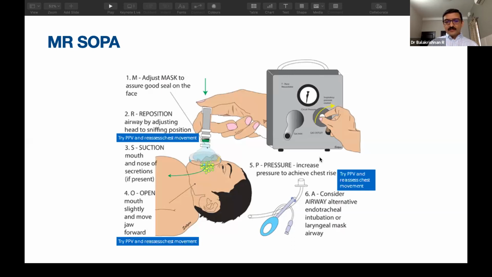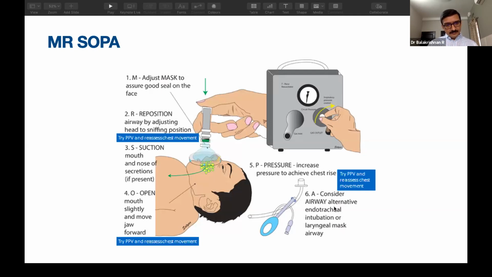If there is no chest movement, then the next step would be to increase the pressure. If you're on a T-piece resuscitator, we can go up to 30 or 35. But if you're on a bag and mask, you can increase the pressure by squeezing hard on the bag and mask. But still, if you're not able to achieve a good chest movement, we should consider an alternative airway like endotracheal intubation or laryngeal mask airway. So we should always remember MR SOPA has to be considered before we go ahead with the next step of chest compression.